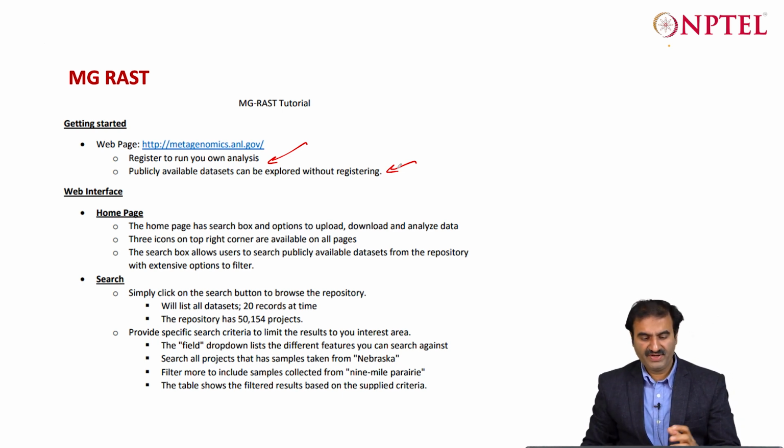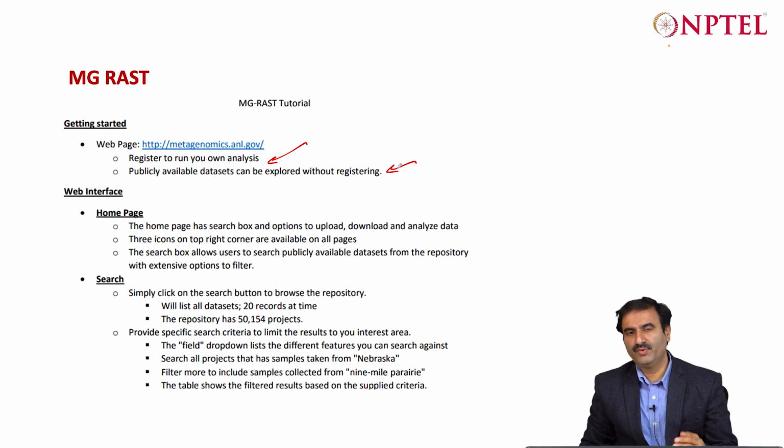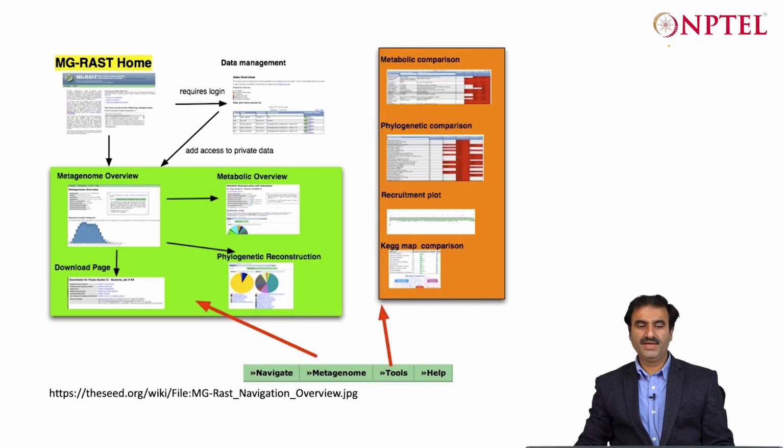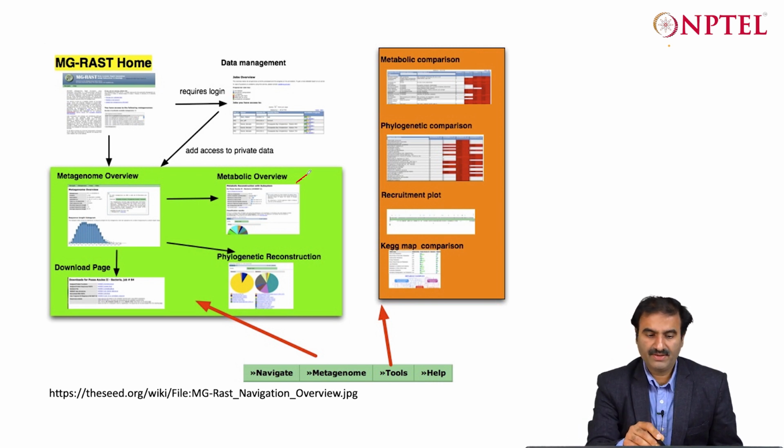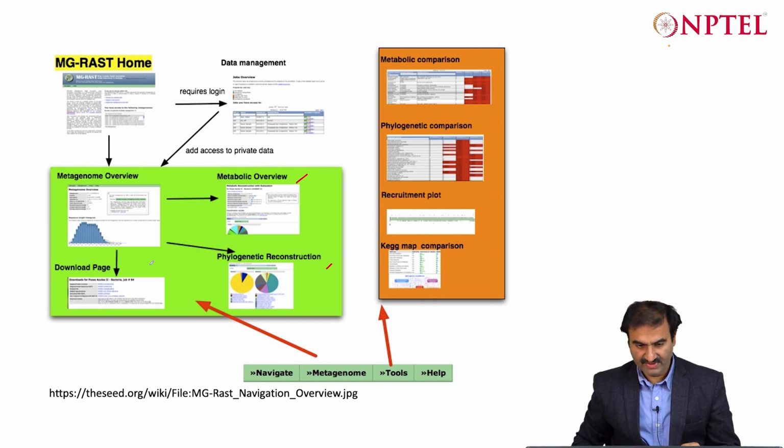So basically it has so many available projects and features that will allow you to do your analysis from start to end. So this is the MG-RAST home basically. It can do the metabolic analysis, phylogenetic analysis, the functional annotation, the taxonomic analysis. And we will look at it in detail.